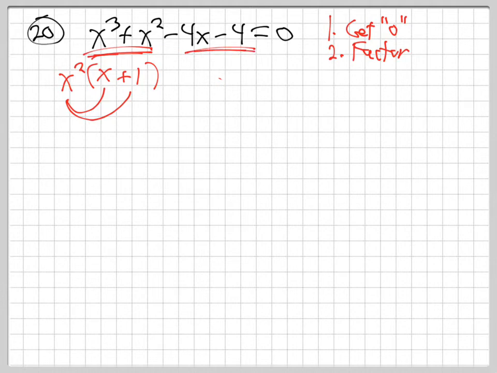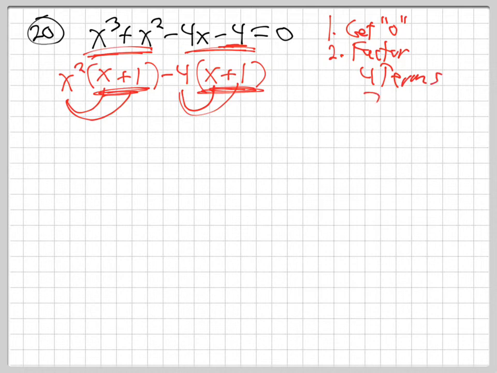Okay, now what about the back 2? What do they have in common? What goes into both of them? -4. Correct. And what's going to work there? -4 times what? X and -4 times plus 1, because -4 times plus 1 will go back to -4, won't it? And see how we got a match? That'll always happen, guys and gals, on the 4-termers. This is what you always do for 4 terms: you do the 2-2 split.